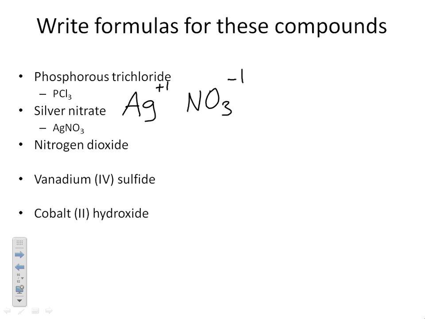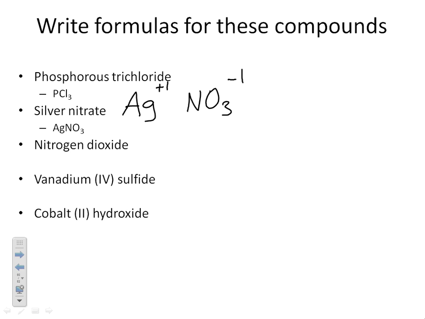Next up, nitrogen dioxide. First question, ionic or covalent? Metal and nonmetal or two nonmetals? It has a prefix. Anything with a prefix we know has got to be covalent because that's when we use our prefixes for covalent bonding. So with nitrogen dioxide, all we have to do is turn the prefixes into subscripts, and then we are done. We don't need to reduce. We don't need to think about charges.